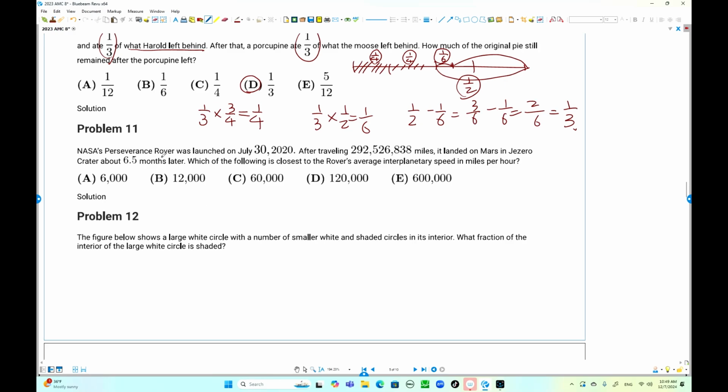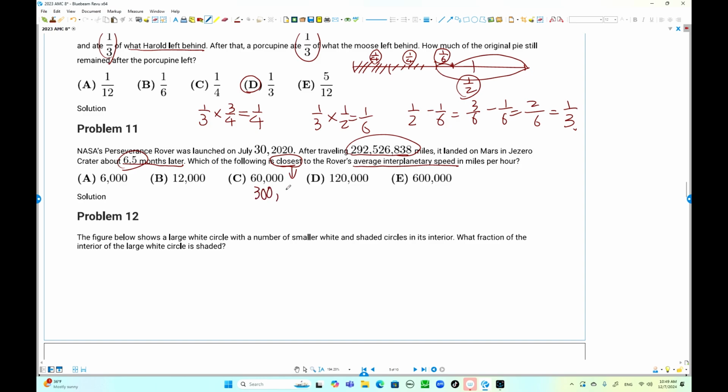Number 11, NASA's Perseverance rover launched on July this way, and that is the travel distance. It landed on Mars 6.5 months later. Which of the following is the closest to its average speed? Closest means what? Just approximation. We can divide from this number to this number, right? So 292 is approximately 300, right?